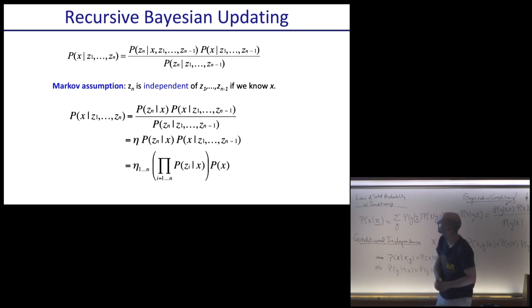So we get a simplification happening over here. We had Zn conditioned on everything. That's the standard Bayes' rule with conditioning.